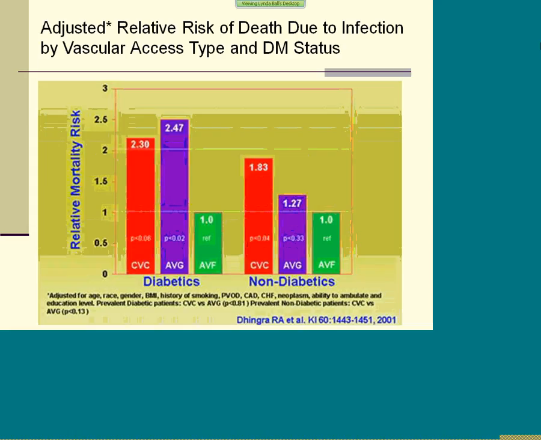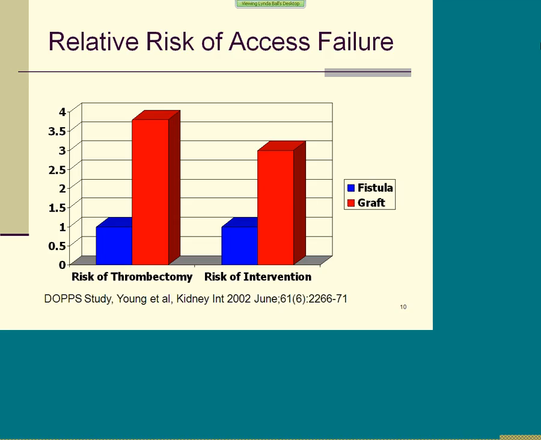And when we talk about adjusted relative risk, you can see at the bottom it says adjusted for age, race, gender, body mass index, history of smoking, peripheral vascular disease, coronary artery disease, congestive heart failure, neoplasms, and whether you can walk and what your educational level is. And these were prevalent dialysis patients.